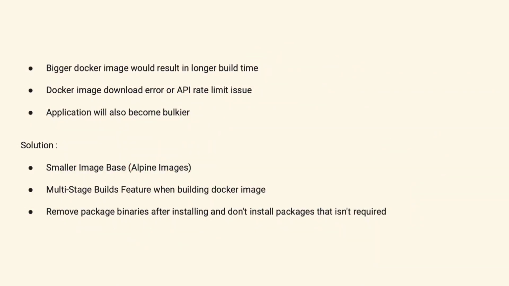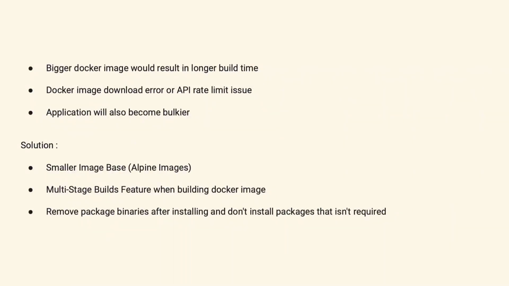Okay, so this is some information regarding Docker images. So how would we answer this question in the interview? To begin with, I cannot just say how to reduce it. If the application really requires this to be 2.7, then it is okay. But I would say that it might result in longer build time, errors when downloading the Docker image, and API rate limit with respect to Docker Hub. And finally, when we try to scale this application, we will feel that our application is bulkier.